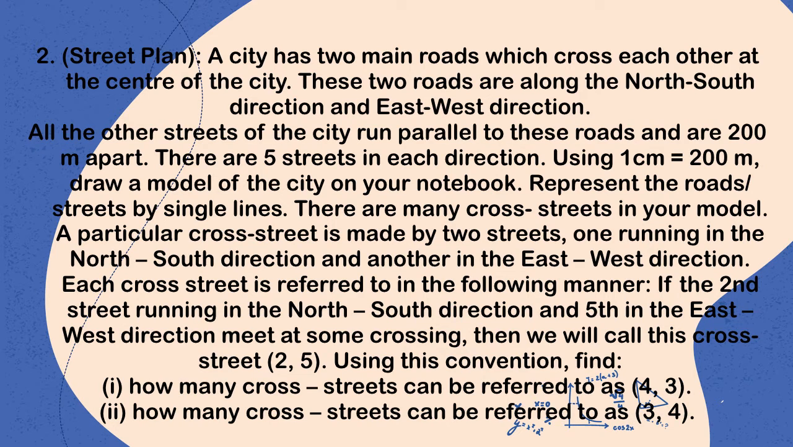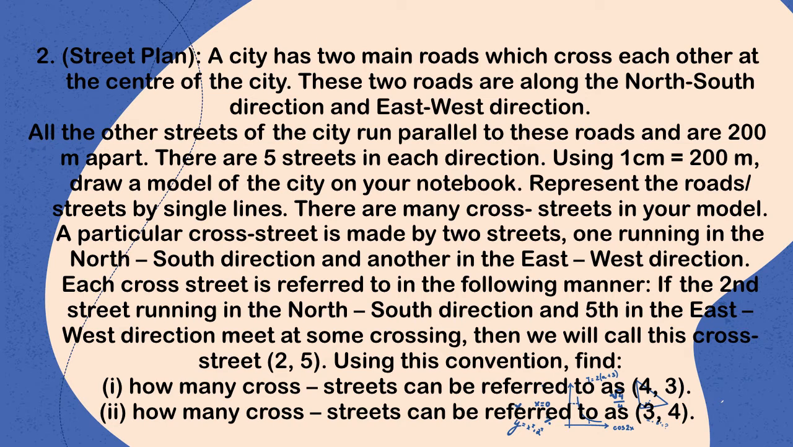So now what we have to do is find the answers to the questions given. After drawing this diagram, what is the first thing asked? The first thing asked is how many cross streets can be referred to as (4, 3). See over here, you can consider this diagram as a Cartesian plane where the north-south direction is the y-axis and the east-west direction is the x-axis. So these two directions are the two axes for me, one horizontal and one vertical.